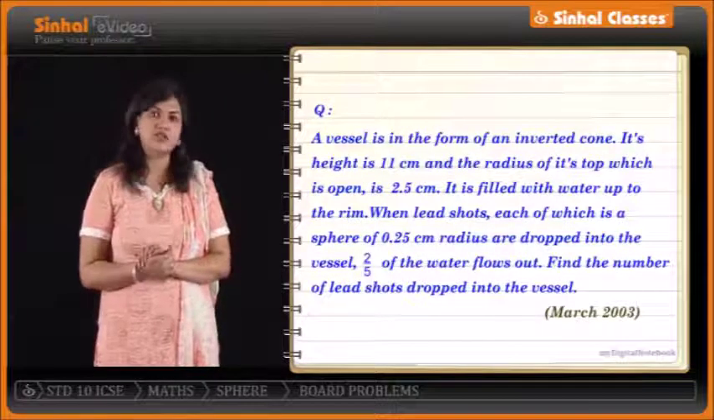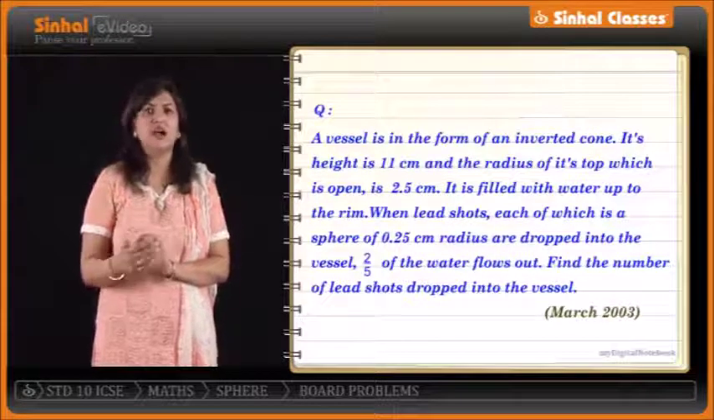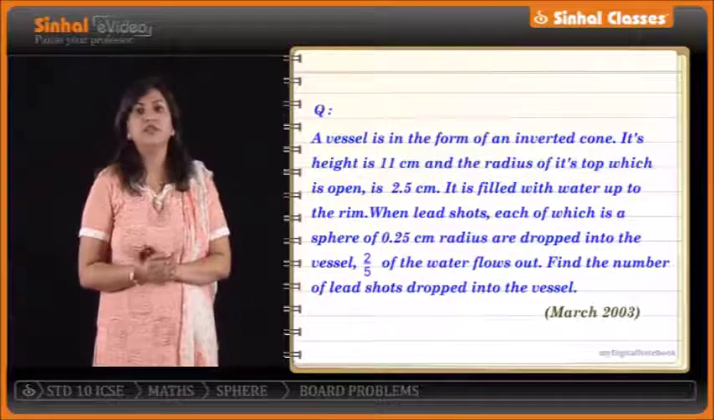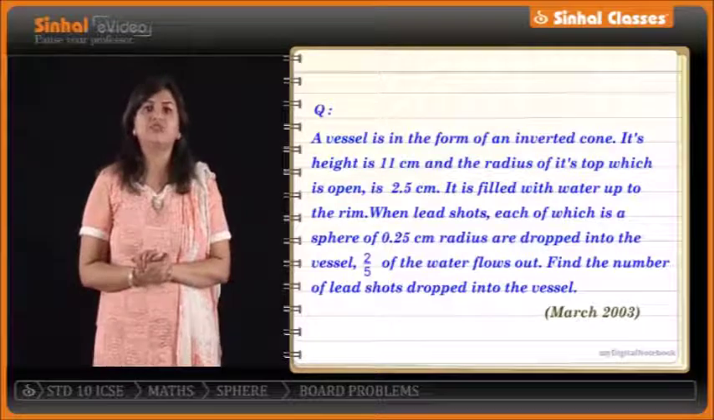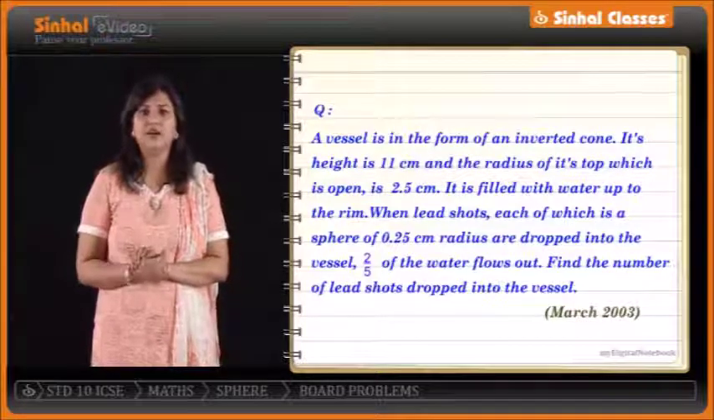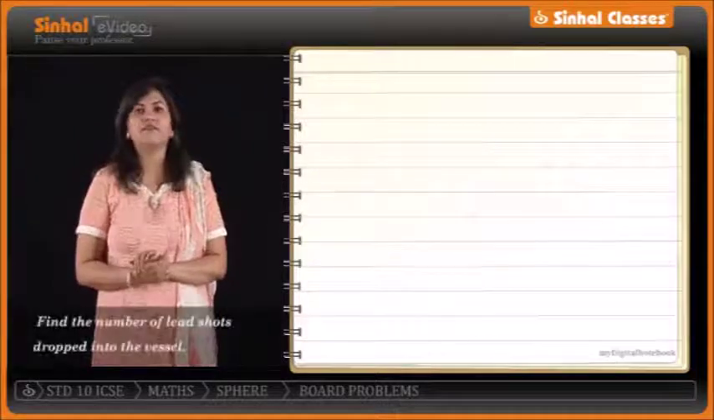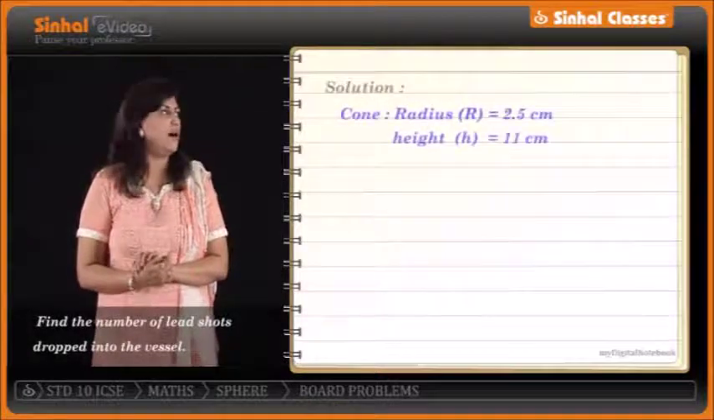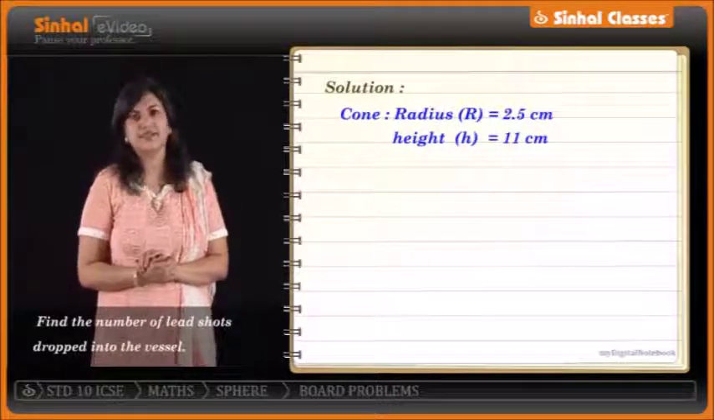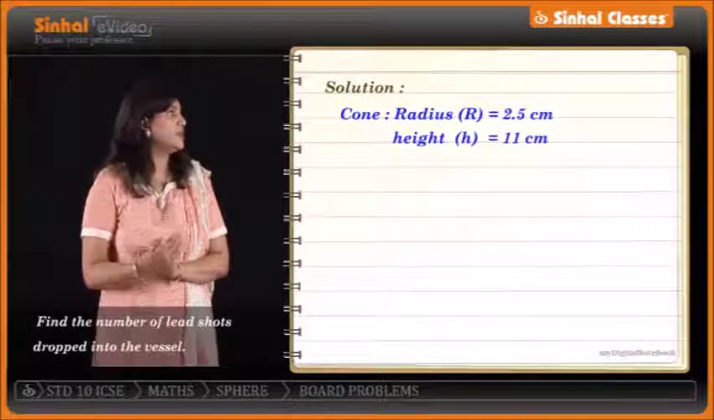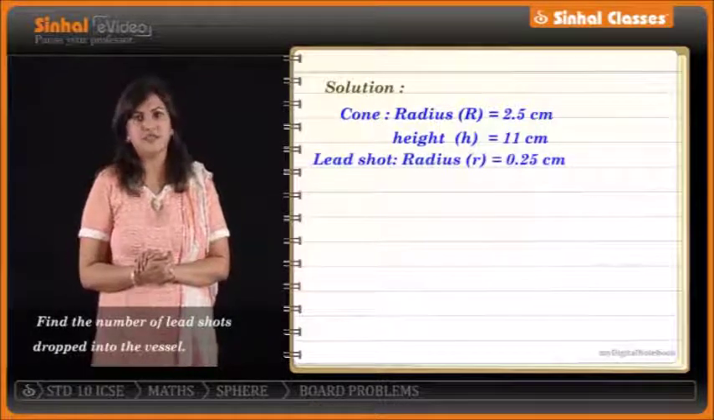Lead shots, each of which is 0.25 centimeter radius, are dropped into the vessel. 2/5 of the water overflows. Find the number of lead shots dropped into the vessel. Now let's solve this sum. Here for the cone, we are given the radius capital R as 2.5 centimeter and the height h as 11 centimeter. Now for the lead shot, the radius small r is 0.25 centimeter.